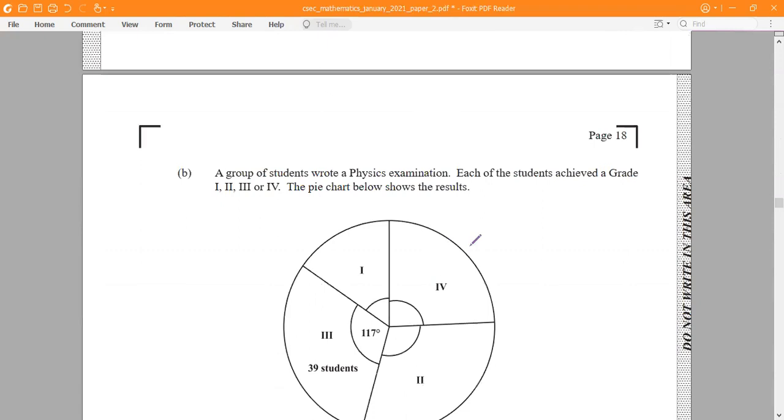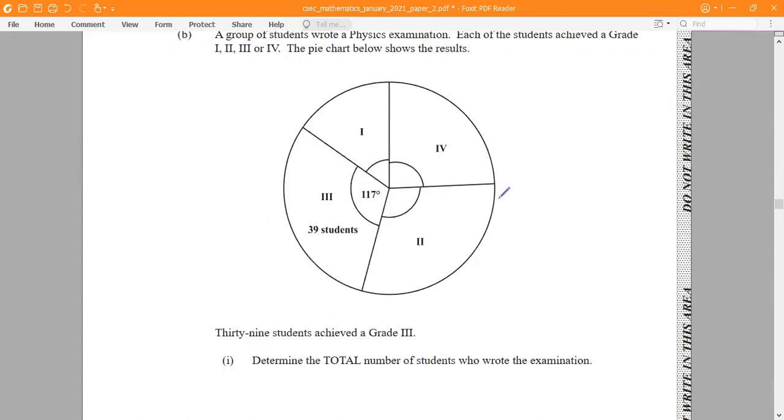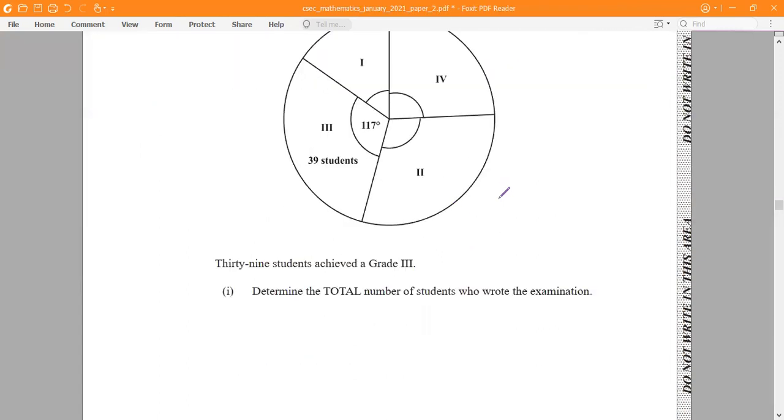All right, moving on. A group of students wrote a physics examination. Each of the students received a grade 1, 2, 3, or 4. The pie chart below shows the results. 39 students got grade 3. Determine the total number of students who wrote the exam.